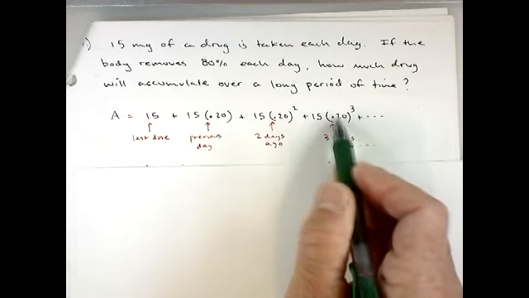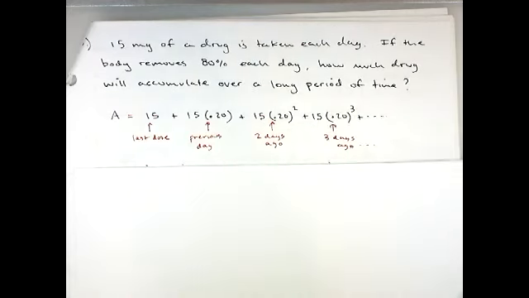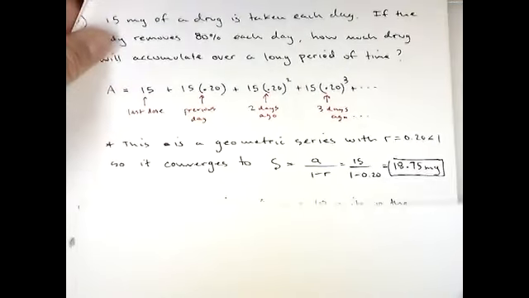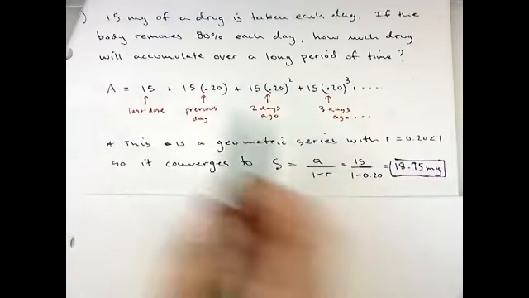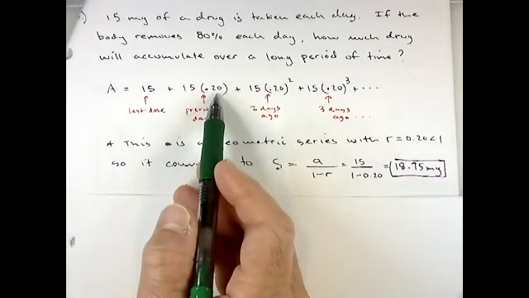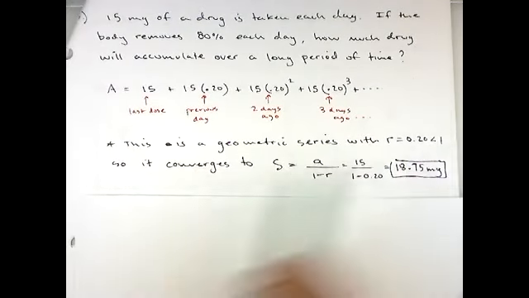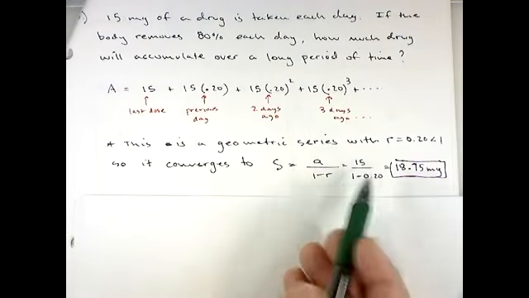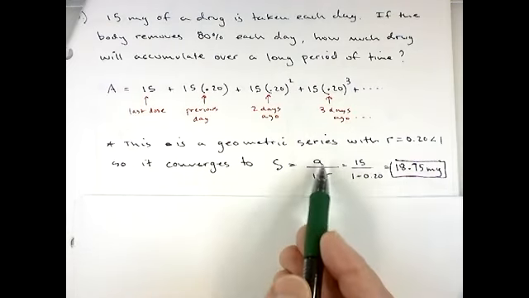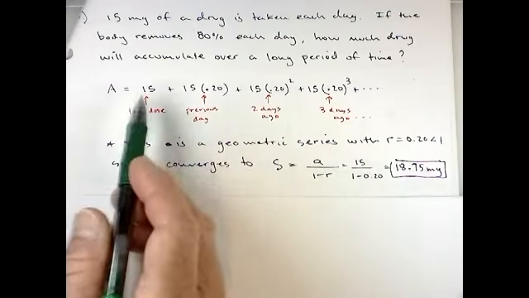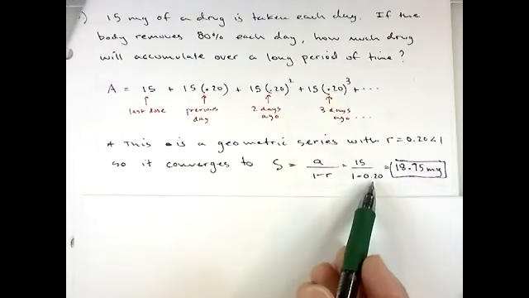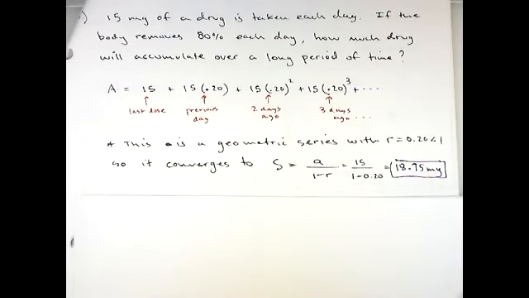This amount, of course, is getting smaller over time, right? Because your body is removing it. And if you think about that, that's a geometric series with an R value of 0.2, which is less than 1. So we know it converges. And if we want to find the sum, we can use our sum formula, the first term over 1 minus R, and that gives me 18.75 milligrams. So that could be very useful.